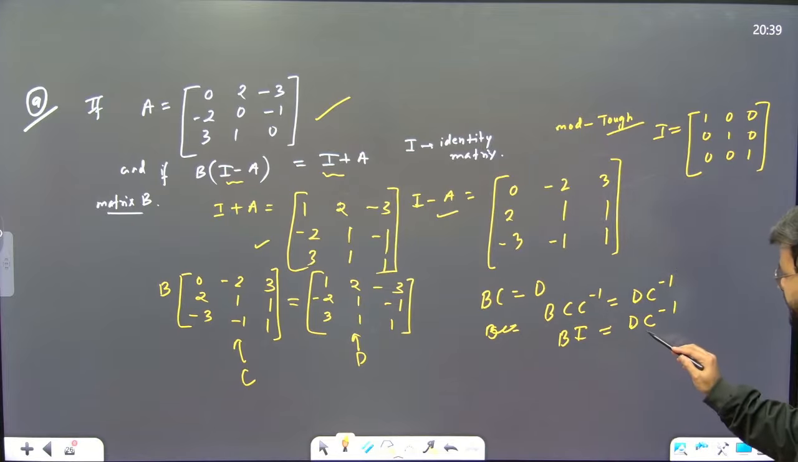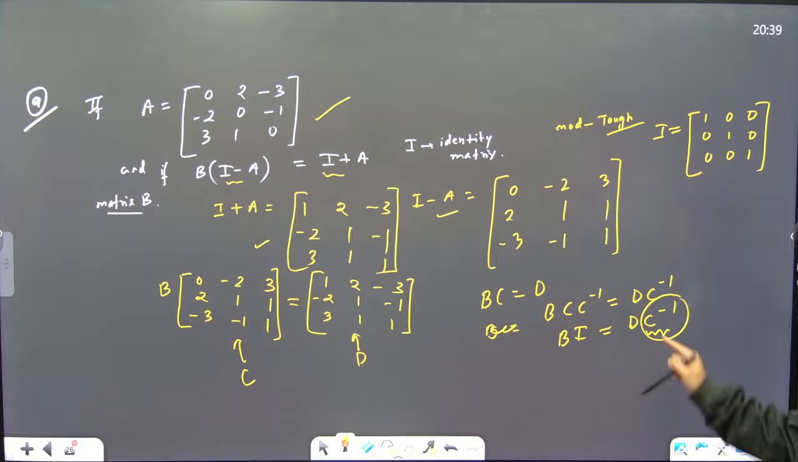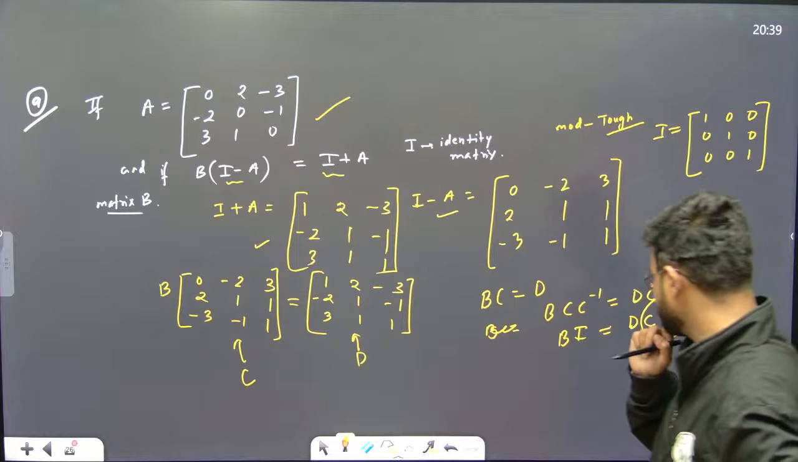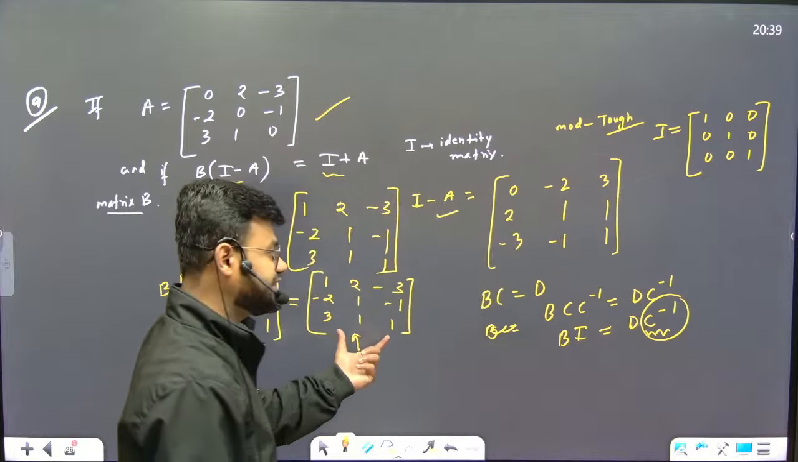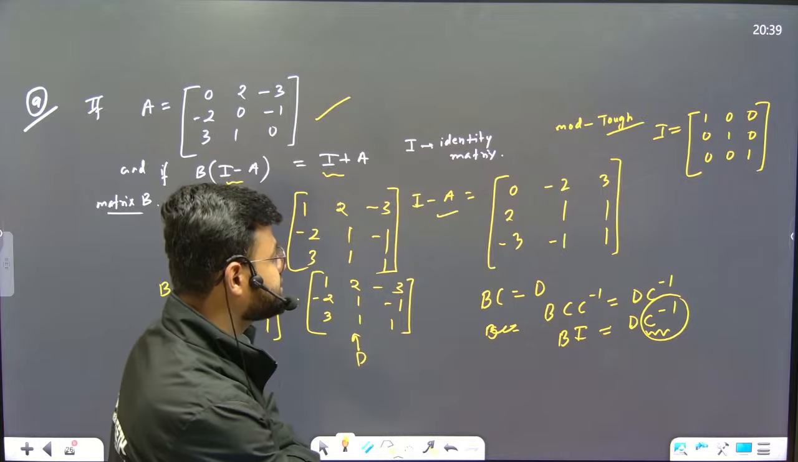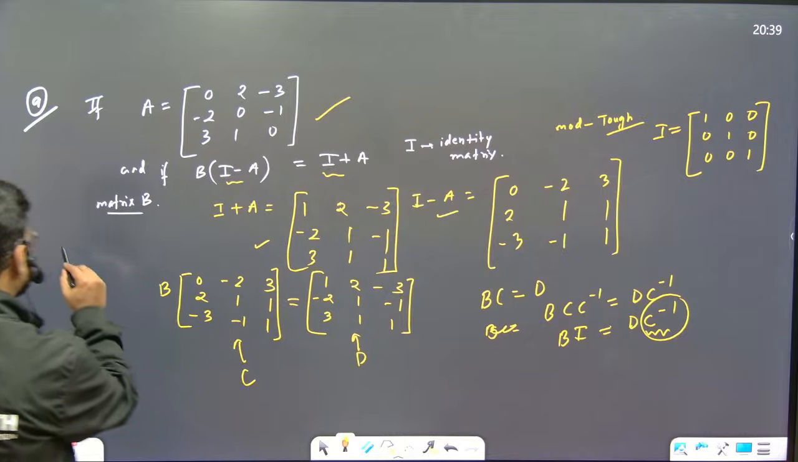So we have to calculate the inverse of the matrix C, and this is where students struggle. Finally, we are going to multiply with matrix D, right? So what is the formula for the inverse of a matrix?